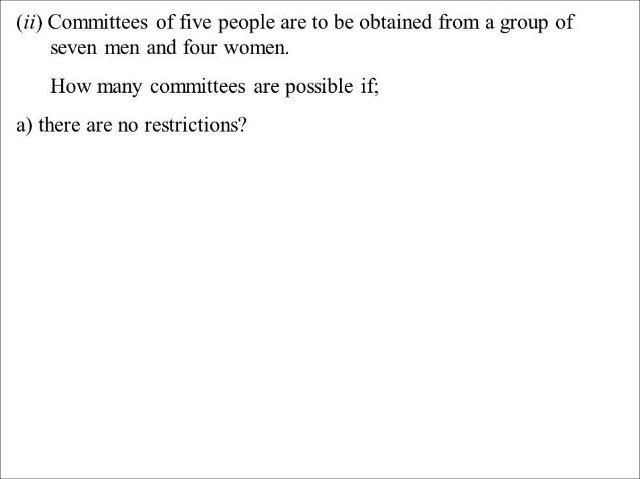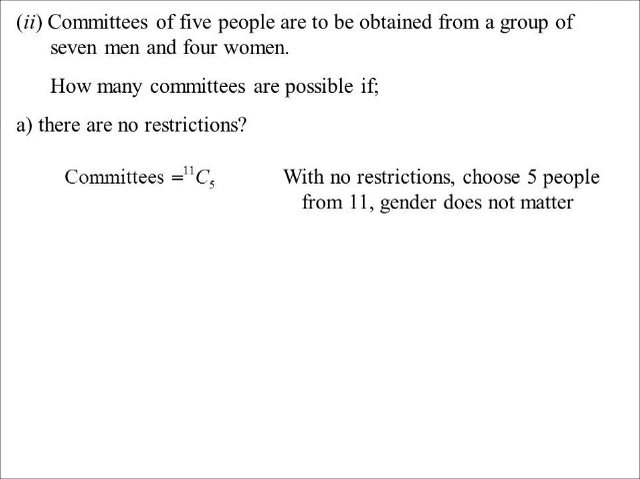No restrictions. So again, if there's no restrictions, we don't really care that they're men and women. It's just 11 people want to go on this committee. So from the 11, we're going to get 5 of them. But when I'm choosing a committee, the order doesn't matter. Right? So it's a combination rather than a permutation. I'm just going to grab 5 people and they're going to be my committee. So 11C5, and that turns out to be 462 possible committees we could form.